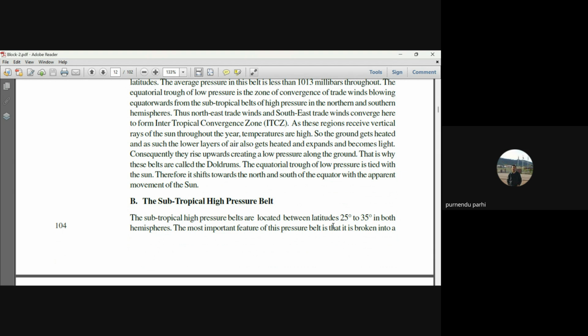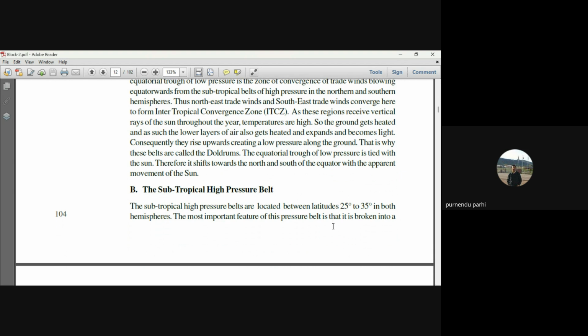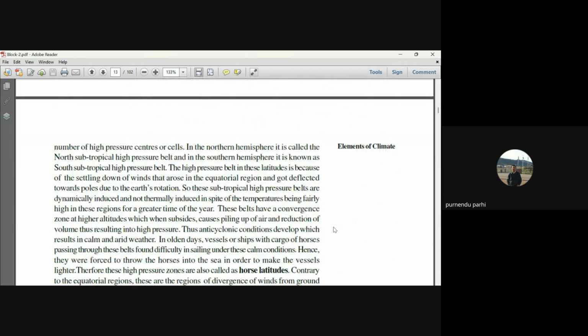The most important feature of this pressure belt is that it is broken into a number of high pressure centers or cells. In the northern hemisphere, it is called the North Subtropical High Pressure Belt, and in the southern hemisphere, it is called the South Subtropical High Pressure Belt. The high pressure belt in this latitude is because of the settling down of winds that arose in the equatorial region and got deflected toward the pole due to the earth's rotation.